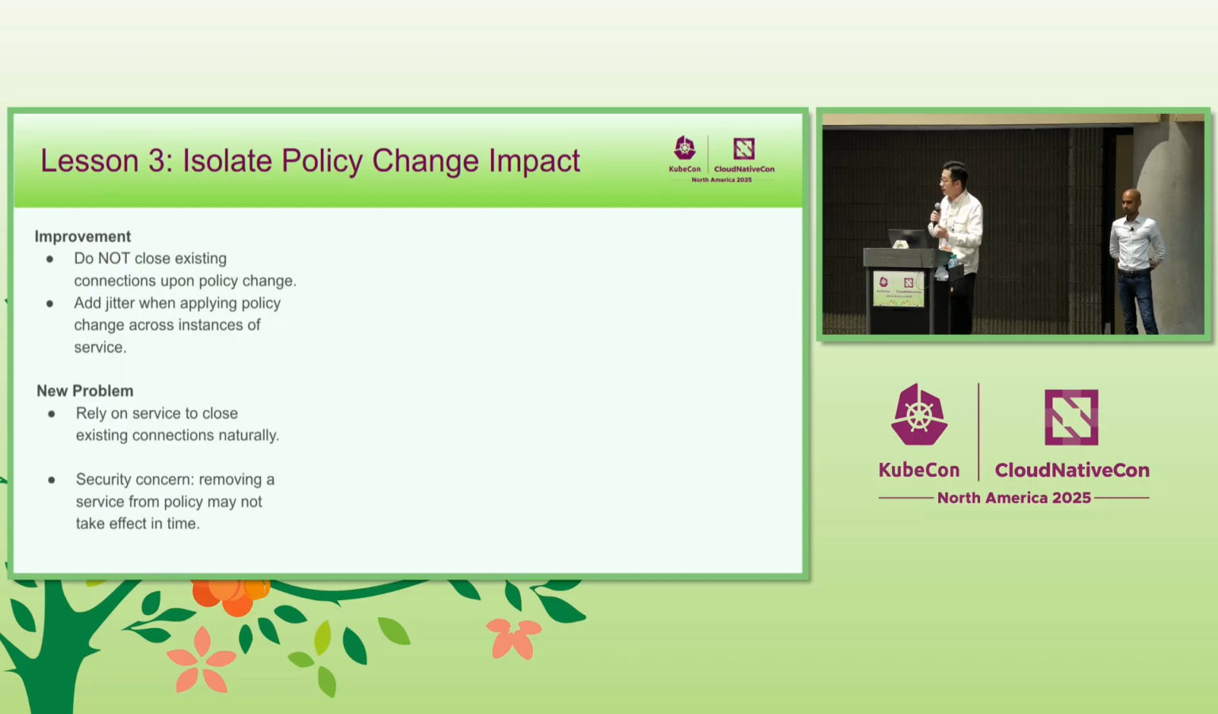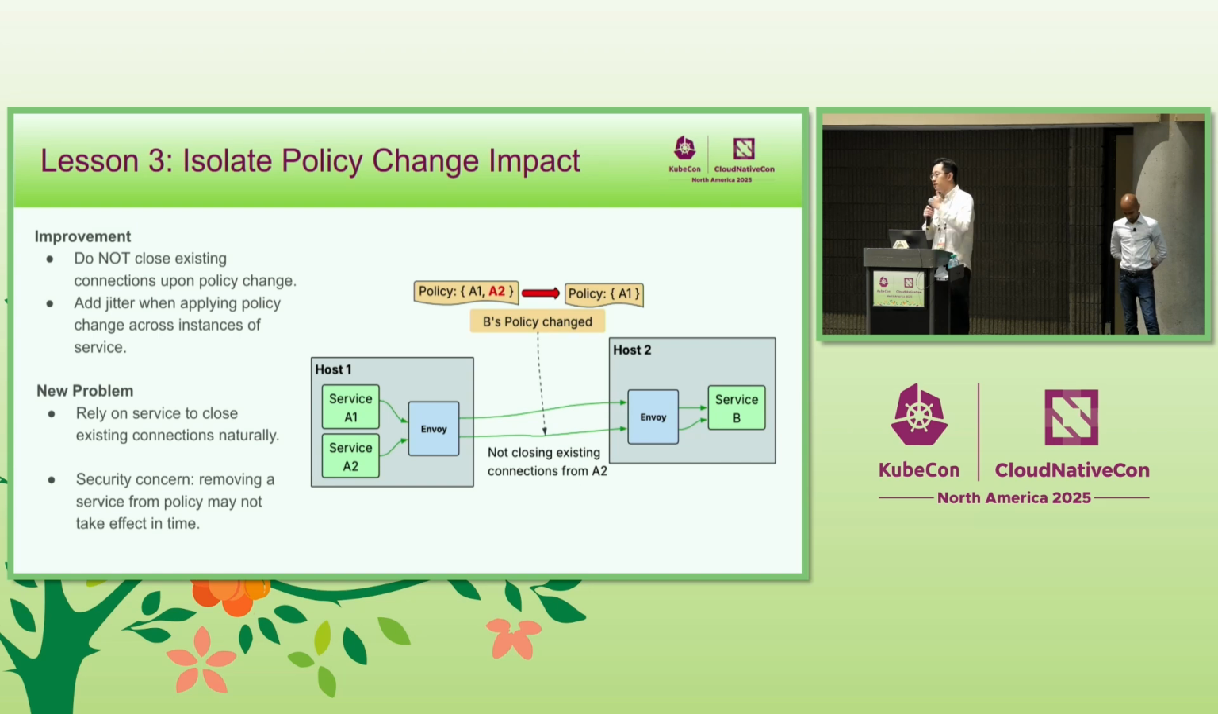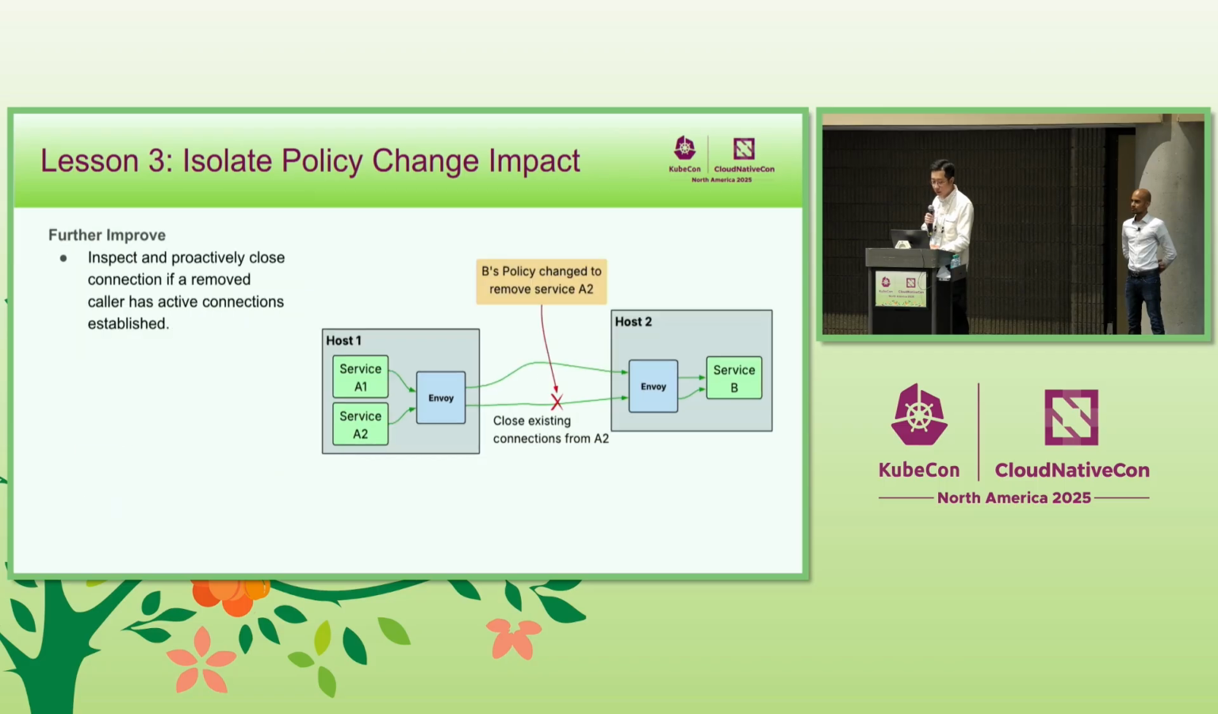But this gives us a new problem, like when you are removing a caller from the policy. If we are not closing existing connections, it is a security concern that the removed caller is not blocked in time, because an existing caller may no longer be allowed by the new policy. So we made further improvements to fix this in Envoy and our manager, so that when you are removing a caller from the policy, we will inspect and proactively block that caller if that caller is no longer allowed by the newer version of the authorization policy, without impacting any other existing callers.